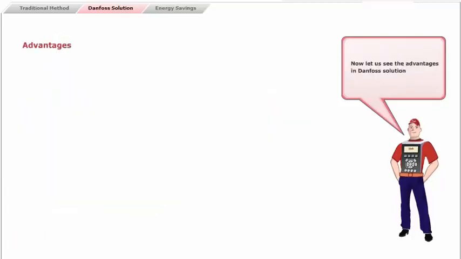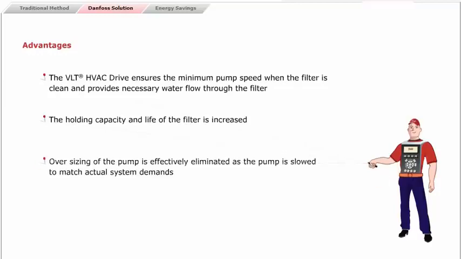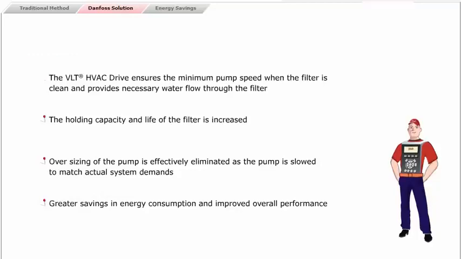Now, let us see the advantages in the Danfoss solution. The VLT HVAC drive ensures the minimum pump speed when the filter is clean, and provides necessary water flow through the filter. The holding capacity and life of the filter is increased. Oversizing of the pump is effectively eliminated, as the pump is slowed to match actual system demands. Greater savings in energy consumption, and improved overall performance.